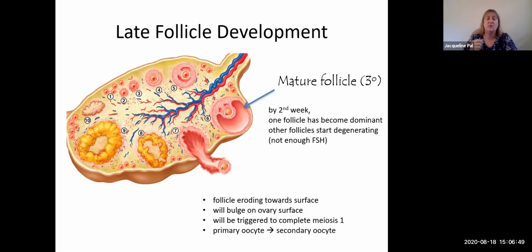So now finally we have a secondary oocyte. Only it gets stuck in meiosis 2, and it pauses in metaphase 2. And this only happens shortly, as in like a couple of hours before ovulation.